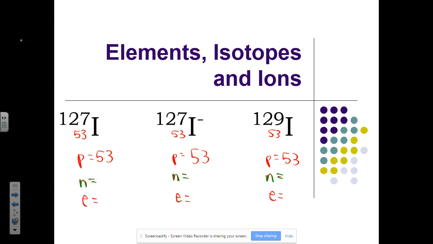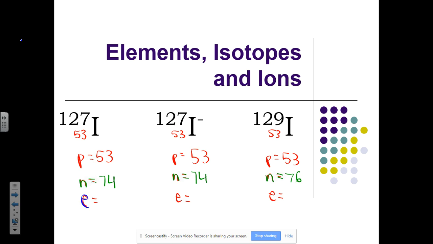And that would give us 74. 4 for this one. Okay, this one has the same mass, so that would also be 74. Now we have a different isotope of iodine. This is iodine 129. So I'm going to use that to calculate the number of neutrons. That would be 76. And then we'll switch colors one more time for the electrons.